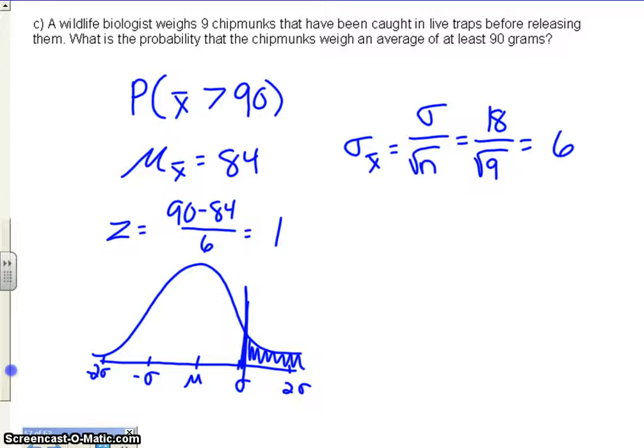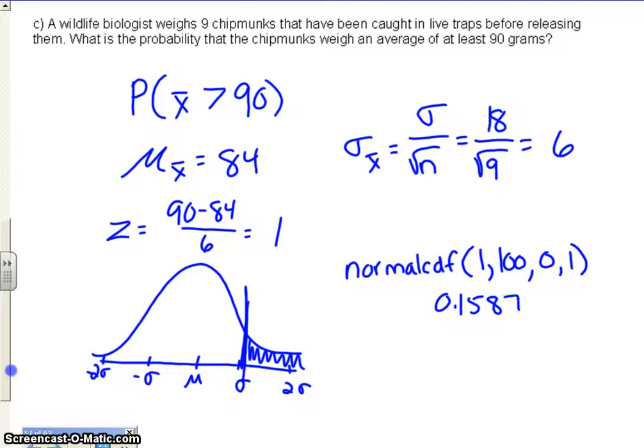If you're going to go to the table, this is going to be one of those 1 minus whatever the table tells you questions, or we can do this one in the calculator, normal CDF, with my minimum this time being that z-score. I want to go from 1 up to a nice safe 100 with the mean and standard deviation of my standard normal. I get 0.1587. The table should give you something really similar to that.